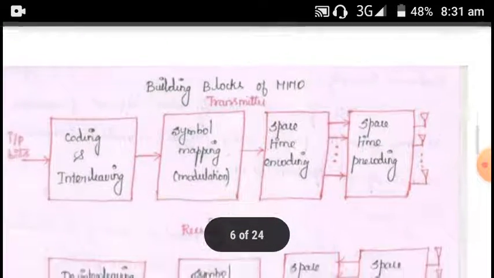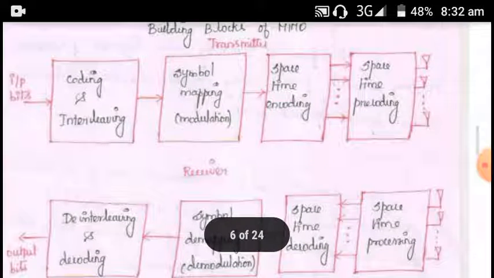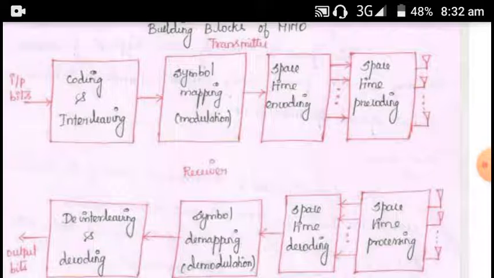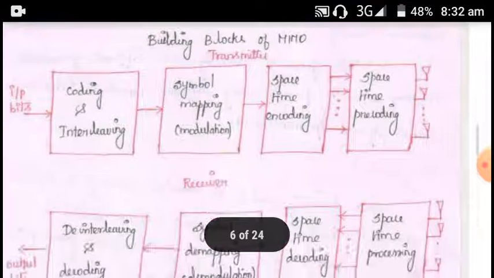Next, the building blocks of the MIMO system. So the input bits are passed through coding and interleaving, then signal mapping or modulation, then space time encoding, space time precoding, then space time processing, signal demapping or demodulation, de-interleaving and decoding. These are the various steps in this MIMO technique.